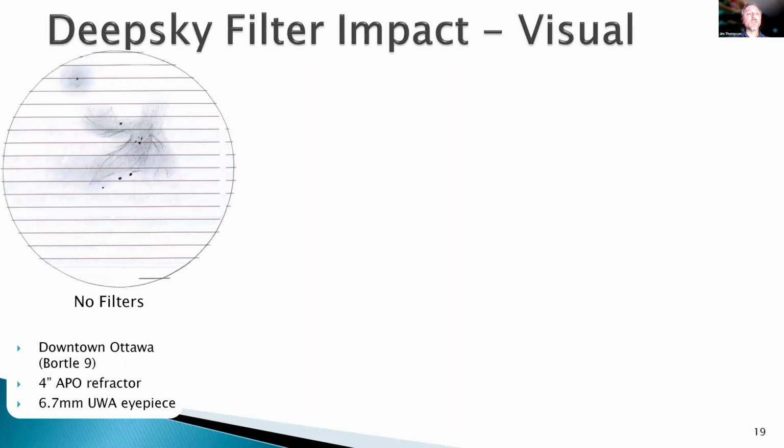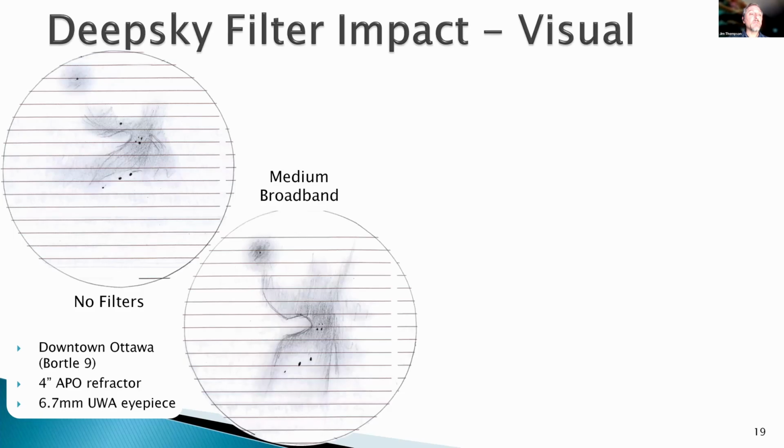As another example, consider this hand sketch I made while visually observing M42 from my urban backyard using a 4-inch refractor. Without a filter, all I could make out was a smudge of nebulosity around the trapezium stars. Adding a medium broadband filter improved the contrast and allowed a bit more of the features around the perimeter to be visible.